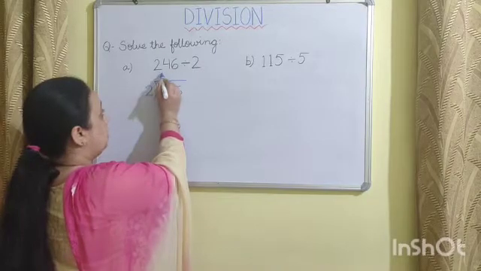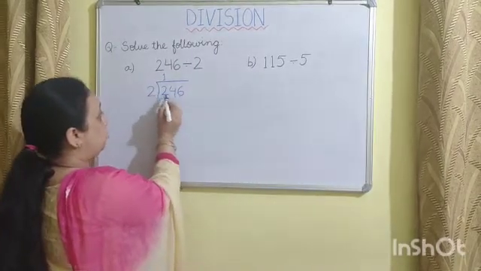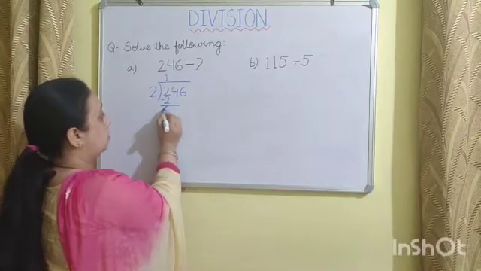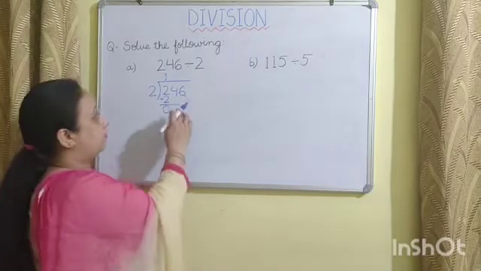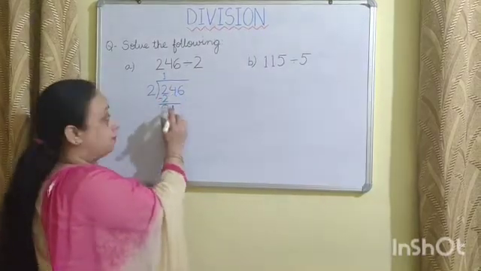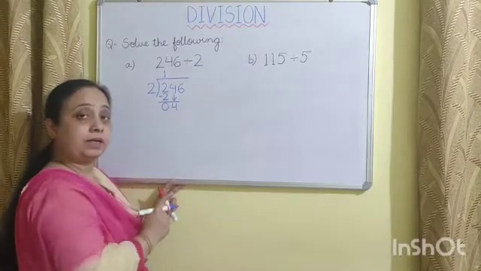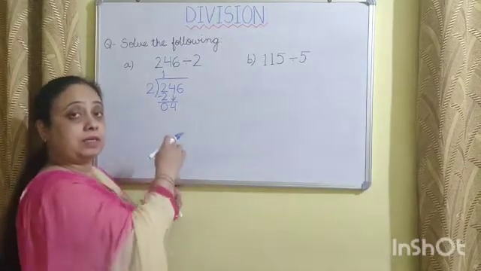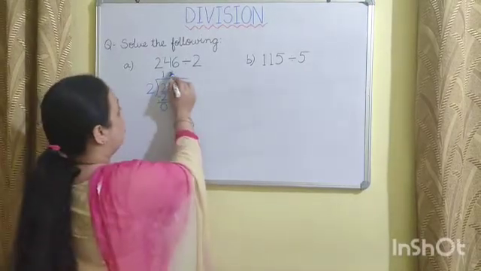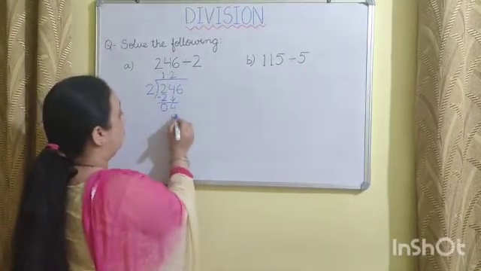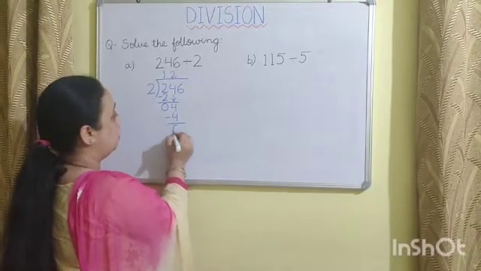2 ones are 2. 2 minus 2 is 0. Now our next step will be that we will copy down this 4 and write it here. Then we'll read the table of 2 till 4. 2 2s are 4. 4 minus 4 is 0.